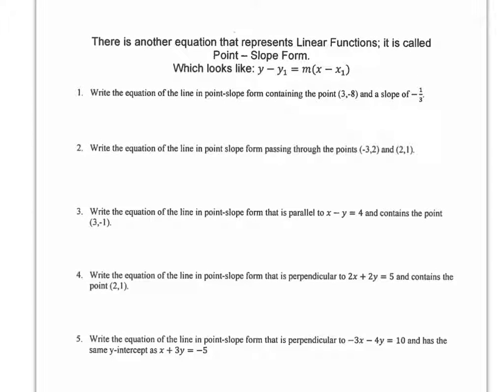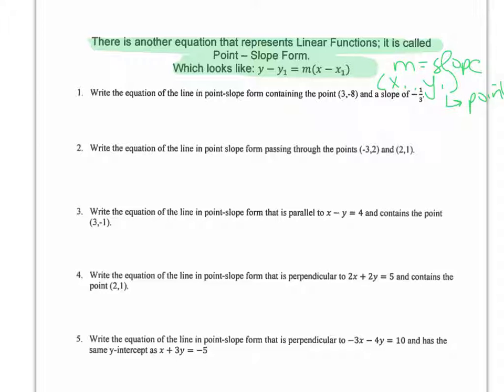There's another equation that represents linear functions. It's called point-slope form. So I'm going to highlight this. Point-slope form looks like this: y minus y1 equals m times x minus x1. So we should already know that m is my slope, and then we have x1 comma y1. That's a point. I give you a point and I give you the slope.